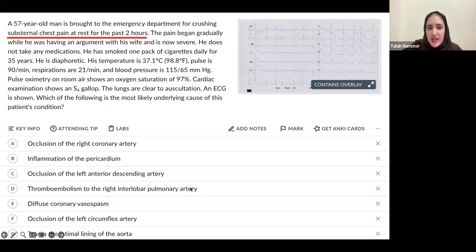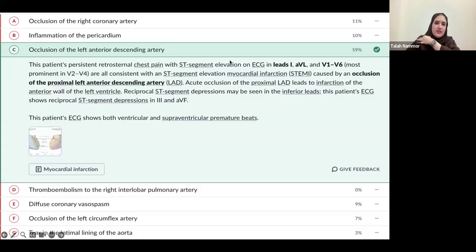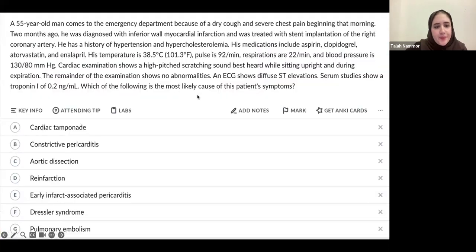So what do you guys think is the answer? Because we're saying LAD is occluded. Perfect. So C, occlusion of the left anterior descending artery. Is it clear why, guys, it's not pericarditis? Yeah, okay. Yalla, moving on.